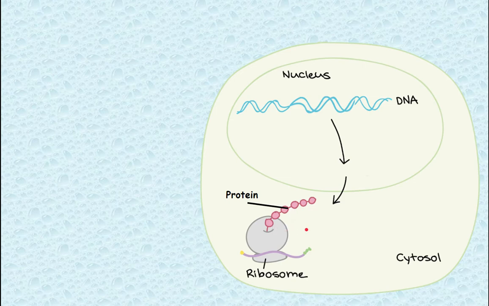So how do we get the code out of the nucleus? Well, cells use an in-between molecule called RNA. So the RNA is going to copy the code from the DNA. Then the RNA molecule can leave, join up with the ribosome, and help the ribosome create protein.